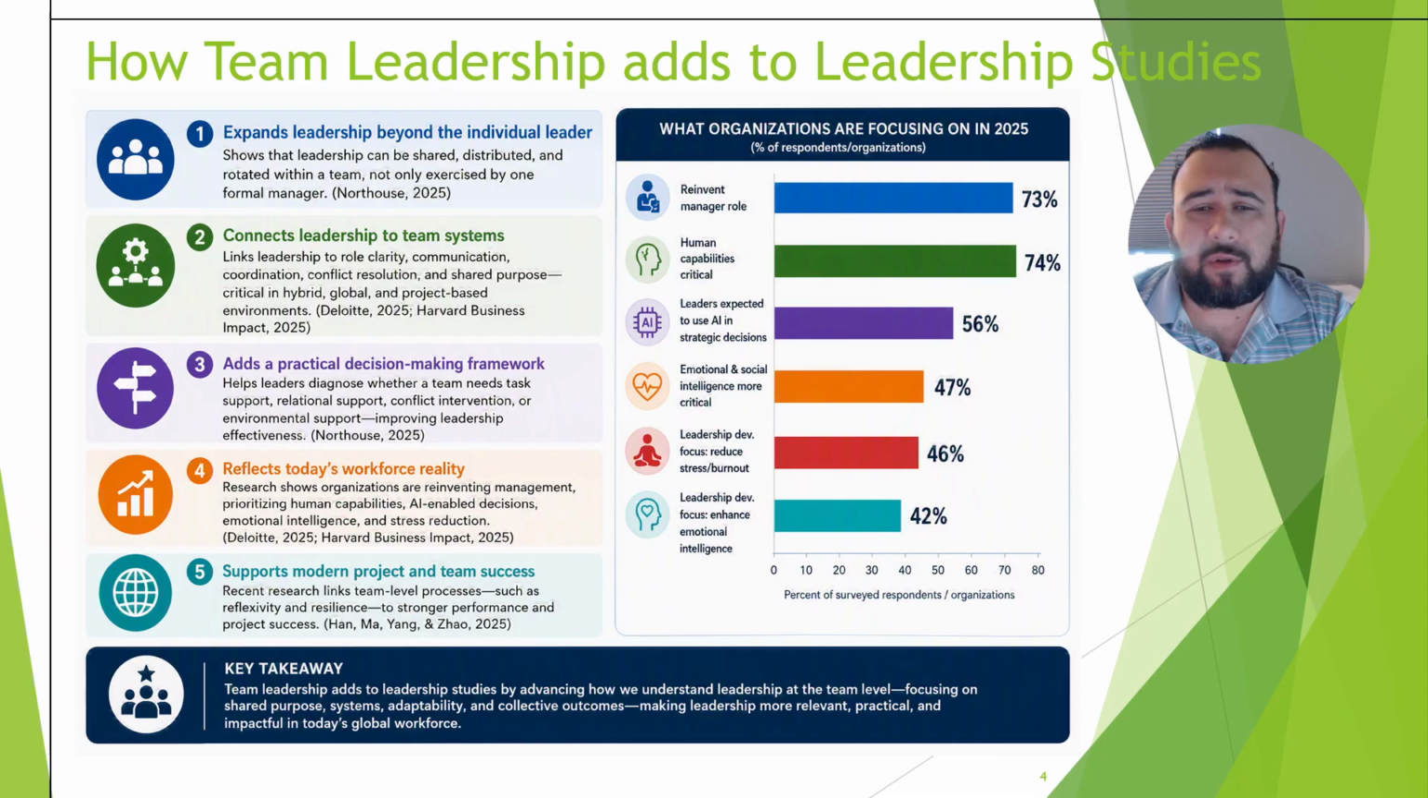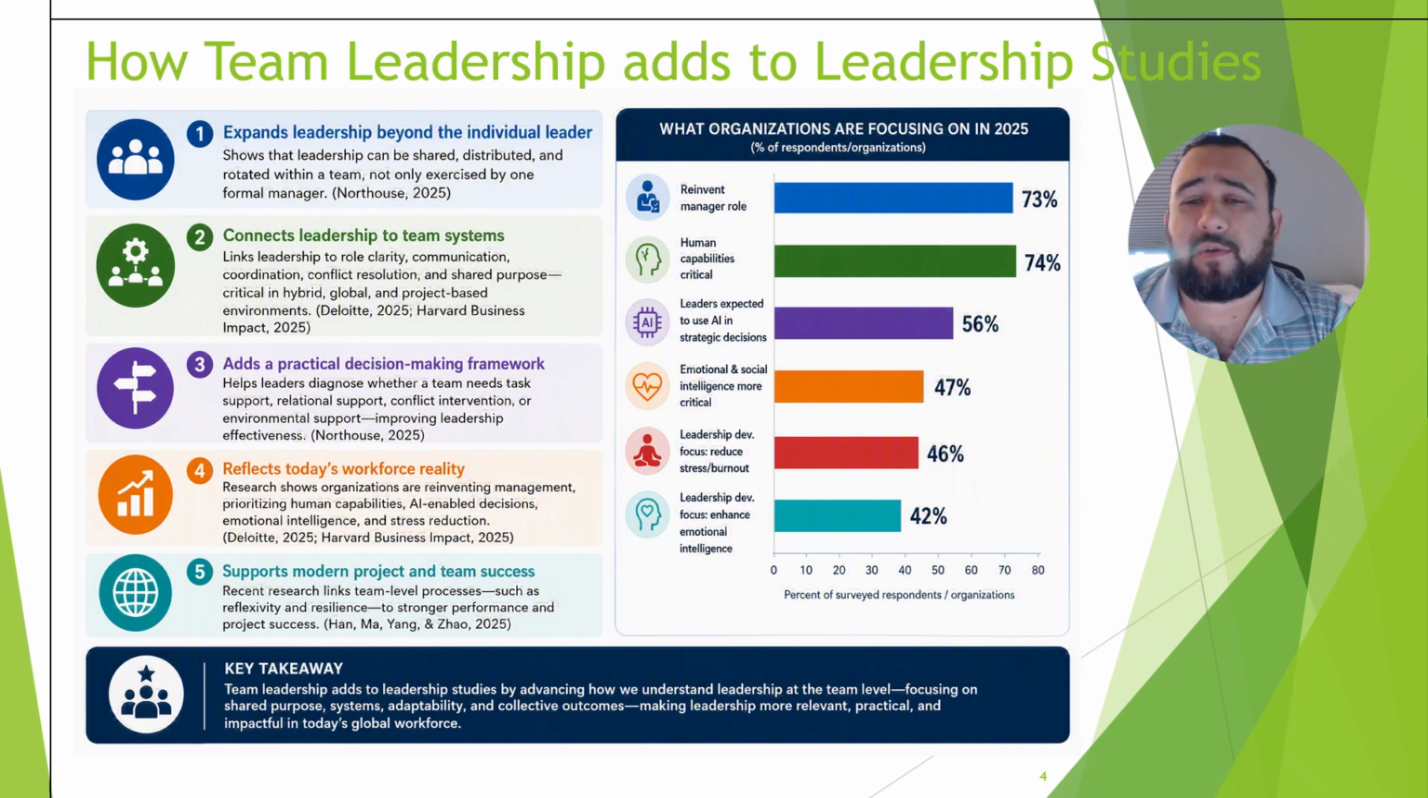In Northouse chapter 12, leadership is not only about the traits or behaviors of a formal leader, but also about how the team coordinates work, solves problems, manages relationships, and adapts to changing conditions. This is especially important today because many organizations rely on cross-functional, hybrid, and global teams.